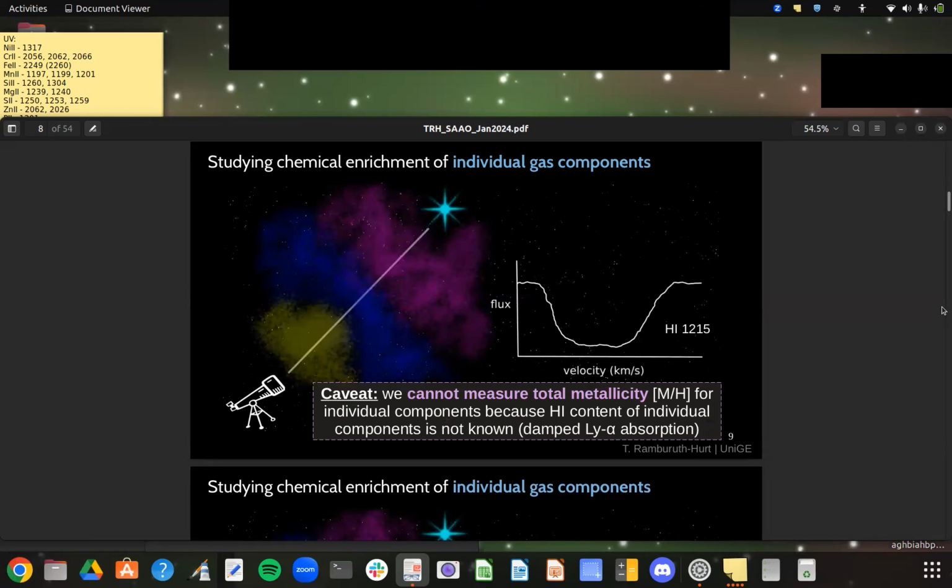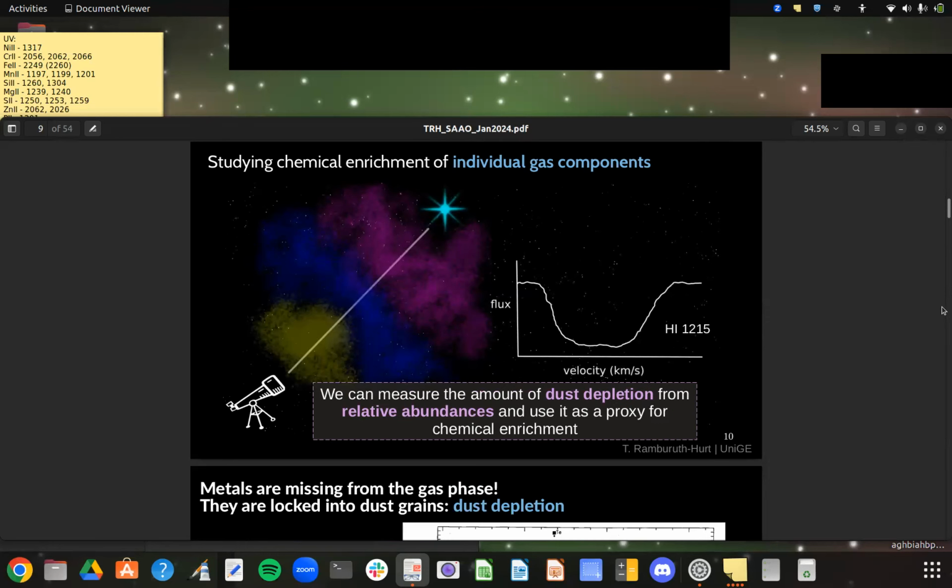Okay, so the main caveat that we have with this method is that we can't measure the total metallicity of the individual components, and this is because of the damped and saturated HI absorption line. As an example, you can see that it's not possible to identify these nice individual gas components within the absorption profile of the hydrogen. But what we can do is measure the level of dust depletion using the relative abundances of metals and use this as a proxy for chemical enrichment.